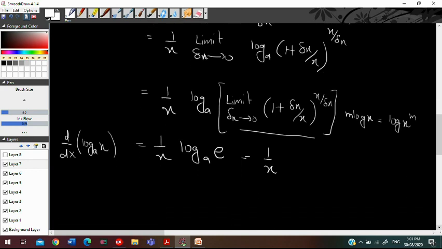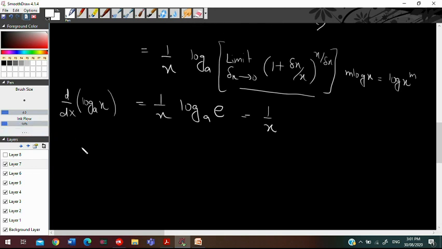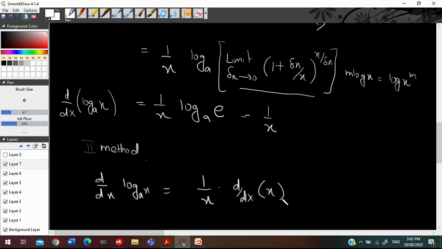This is the first principle method, and if you solve this by using the second method, now d by dx of log of ax, by using this method directly you can write it 1 by x. Whatever you have with log, you will write in this reciprocal form, and then apply derivation on this x. So here I have x and x are the same, so the derivation of this x is 1. So the answer is 1 by x.